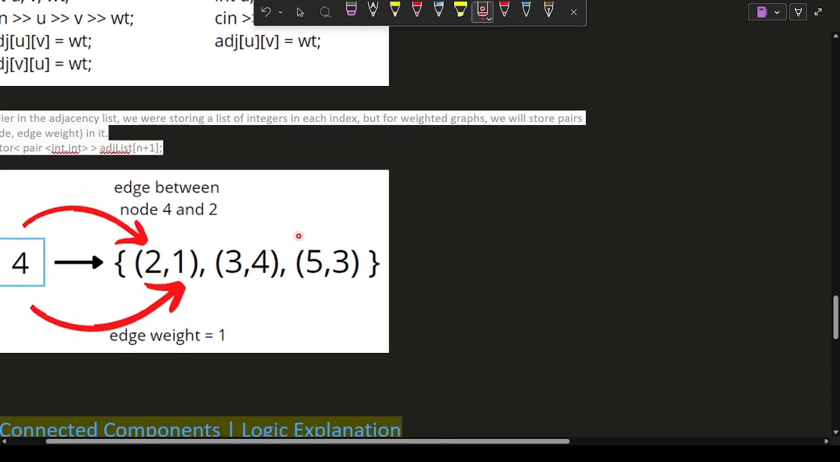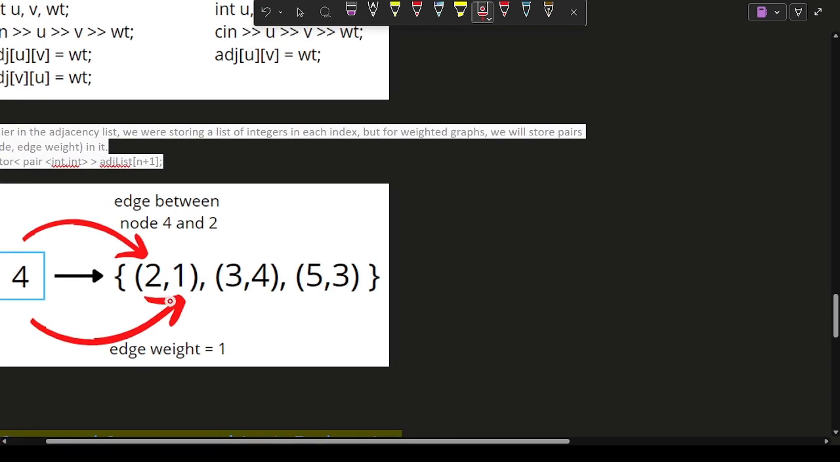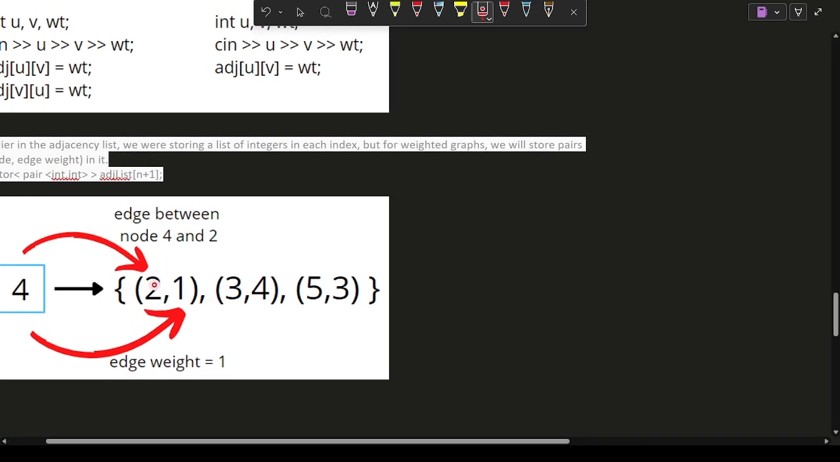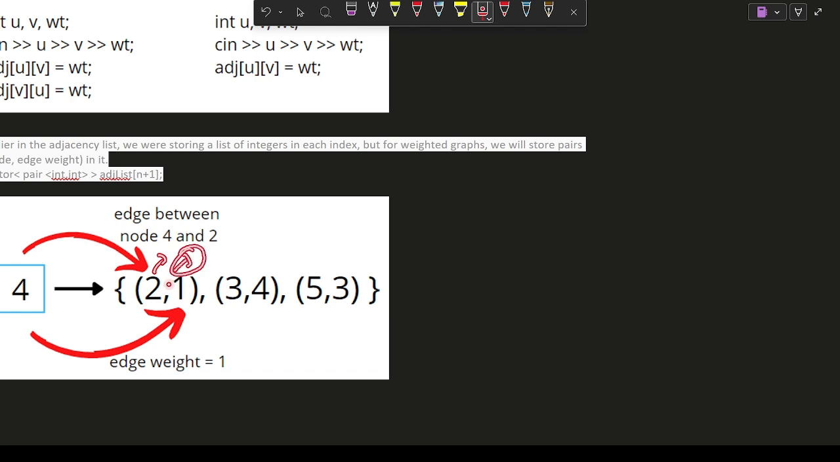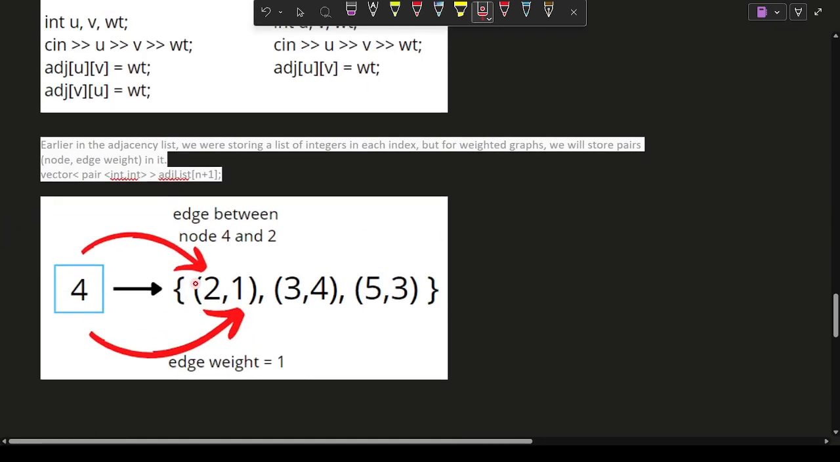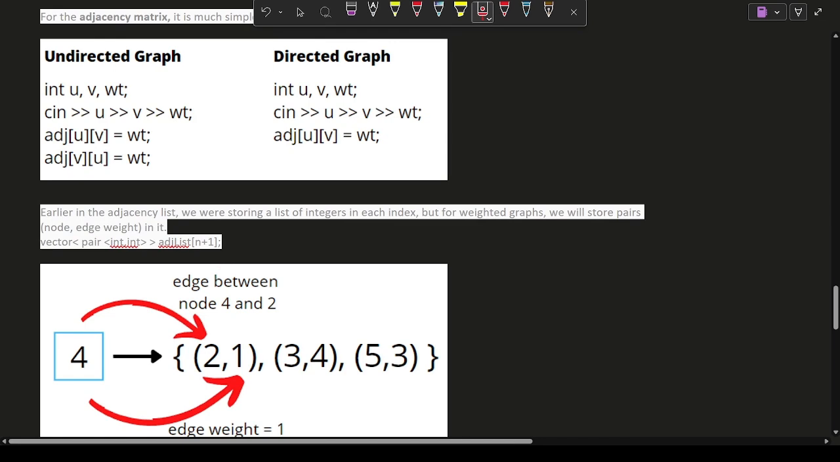Now in list form, we store it as a pair of node and edge weight. So this is the list of pairs. Each pair represents the node as the first element and the weight as the second. So this is all about graph.